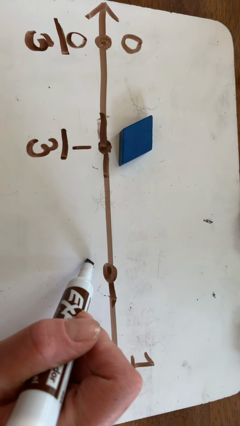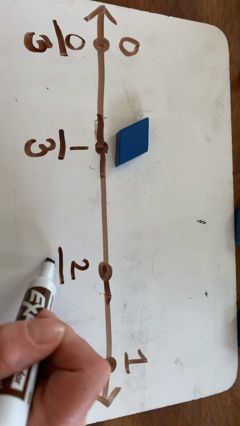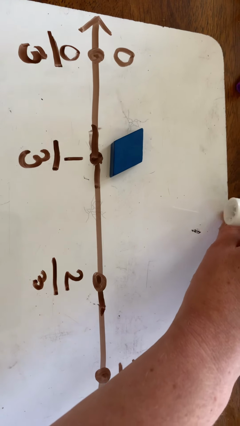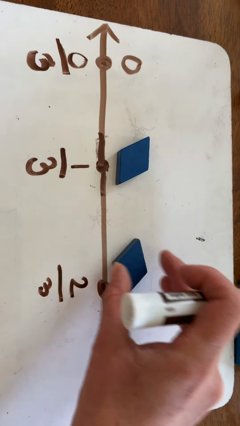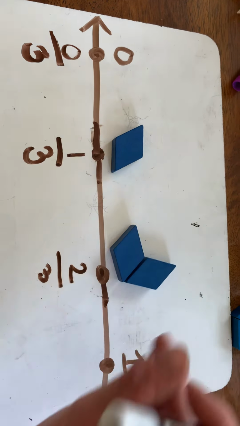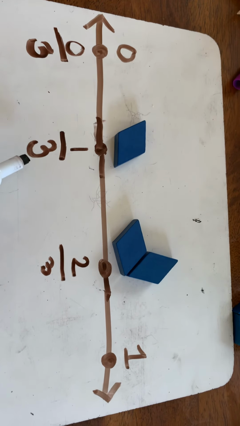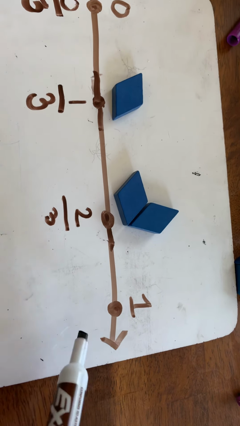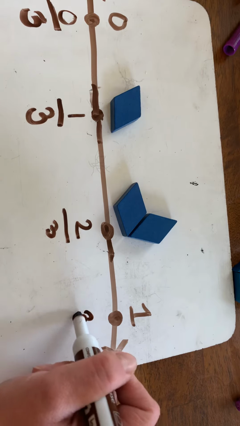This is 2/3. So I'll represent that again. So I have 2/3. Okay, 0/3, 1/3, 2/3, 3/3.